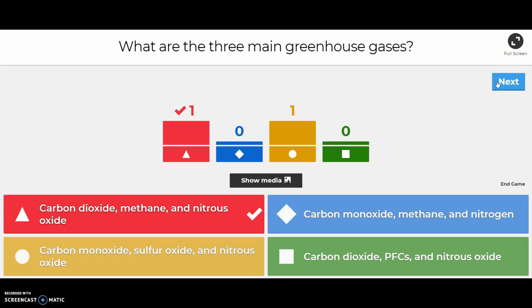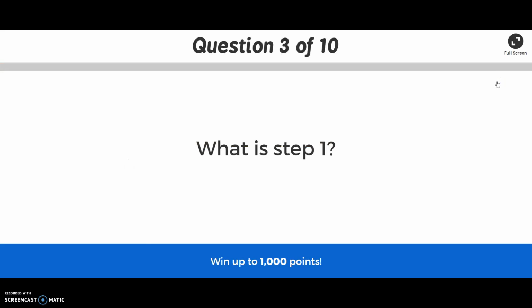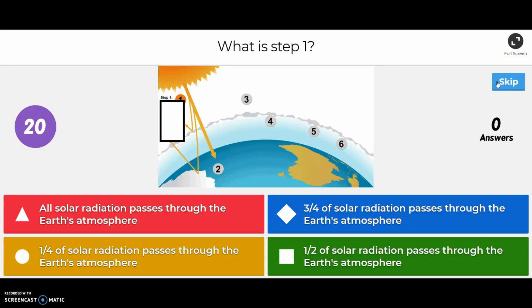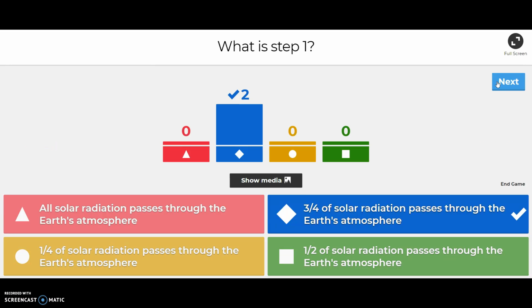So I graded 10 questions, and they're all related to the greenhouse effect. This is interesting because it actually makes the user look at the picture, and from that picture, make an answer. So that's just a short overview of my Kahoot quiz.